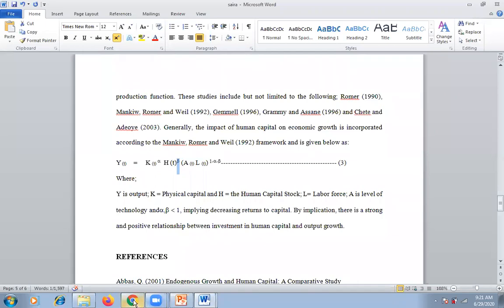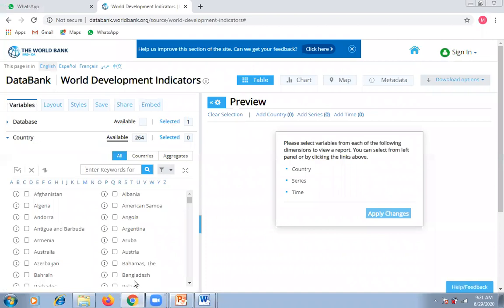Now I am going to retrieve data from the World Development Indicators for you. So, especially please concentrate on your next step. Your first variable is Y.